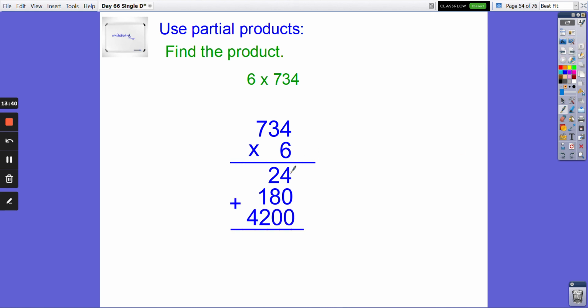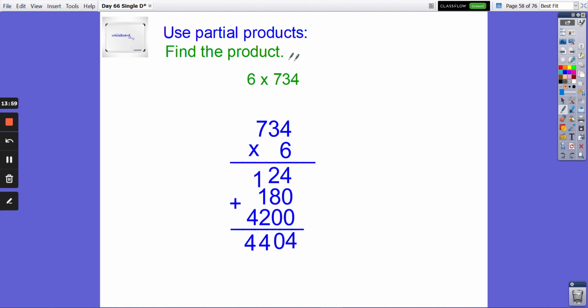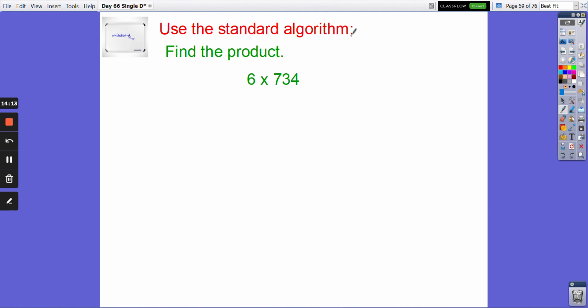Now we can add these together. 4 plus 0 is 4. 2 plus 8 plus 0 is 10. 1 plus 1 is 2 plus 2 is 4. And 4 plus nothing is 4. So our final answer is 4,404. Okay, let's try to use that same math problem. We already know the answer. It's just we're going to show our work differently. So on this one, you're going to be correcting how you've shown your work. Go ahead and pause the video so you can try it in standard algorithm.